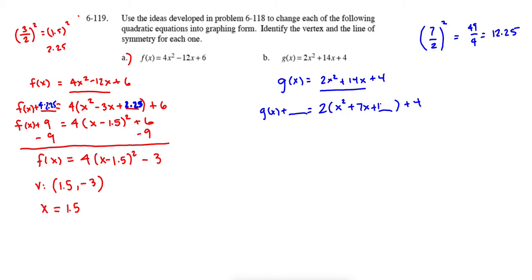So we're going to add 12.25 here. So remember, we're really adding 2 of them. So we're going to have to add 2 times 12.25 on this side, which gives us 24.5. So we're saying g of x plus 24.5 equals 2 times, let's factor this, x plus 3.5, that quantity squared, plus 4, and then let's just go ahead and subtract our 24.5 from each side.